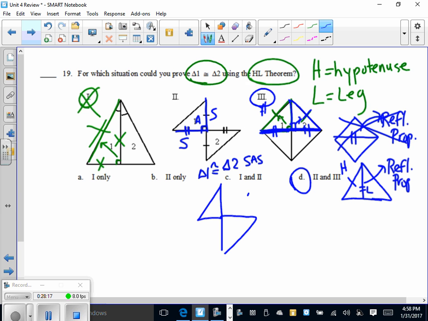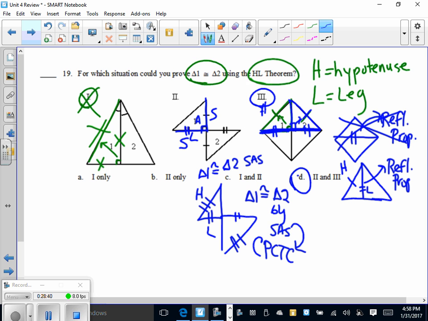if triangle 1 is congruent to triangle 2 by SAS, then that means that their parts are congruent. So that means that the hypotenuse of this is going to be equal to the hypotenuse of here, and we already have an L. These are congruent to here, so I have an HL, so I can use D. So the correct answer is D. Okay?